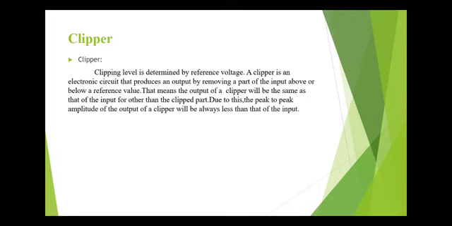A clipper is an electronic circuit that produces an output by removing a part of the input above or below a reference value. That means the output of a clipper will be the same as that of the input for other than the clipped part. Due to this, the peak-to-peak amplitude of the output of a clipper will be always less than that of the input.